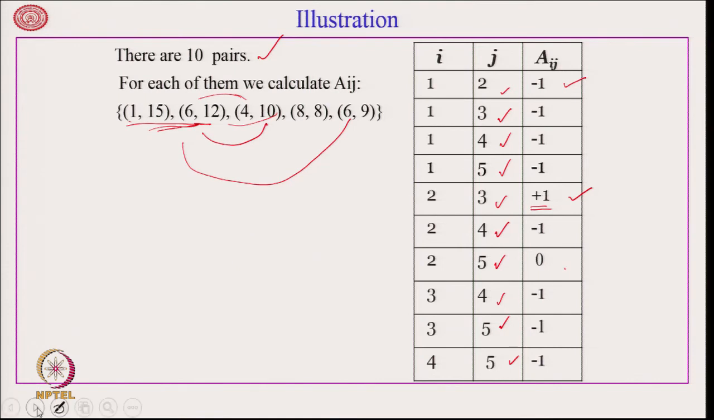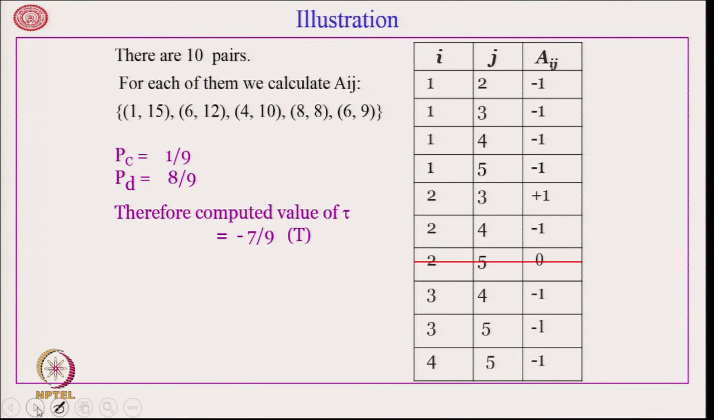I am not going to do that, but now we have to see that we have to discard this pair because it is neither concordant nor discordant, and then we find that there is only one pair which is concordant and the remaining 8 pairs are all discordant.